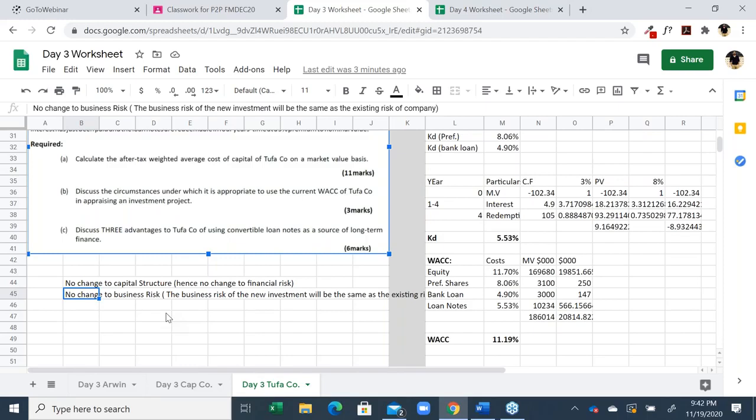Yes, you just need to explain each of these three advantages in 2 or 3 lines, and you will easily get these 6 marks.